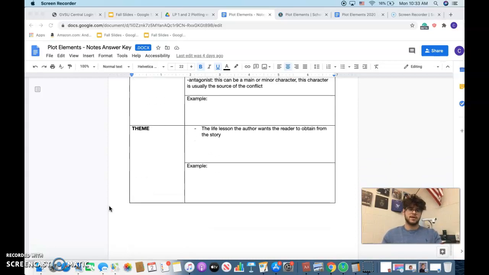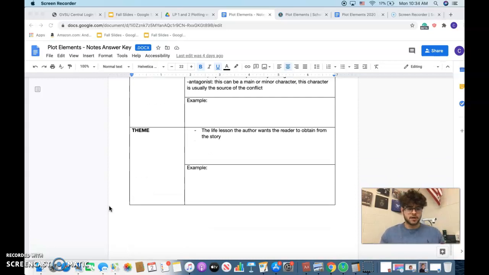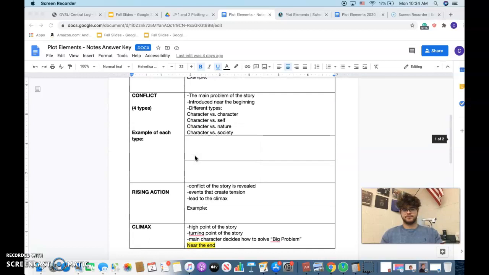And if we move on to theme, this is something we've talked about in class a lot already. So the life lesson the author wants the reader to obtain from the story. So I want you to think of books you've read or movies you've seen. What is that universal lesson they're trying to teach you? Something that you can take out of the story and actually apply to your own life or your own experiences. So those are all the definitions you have to fill out.